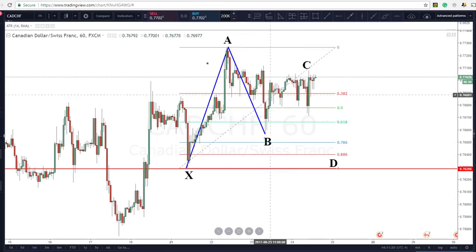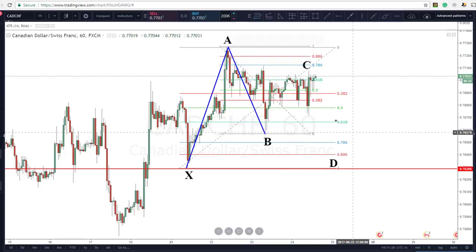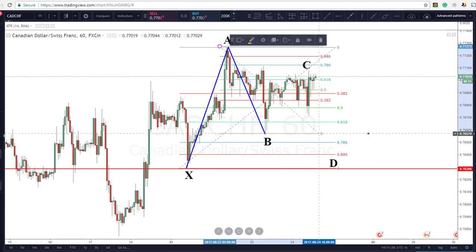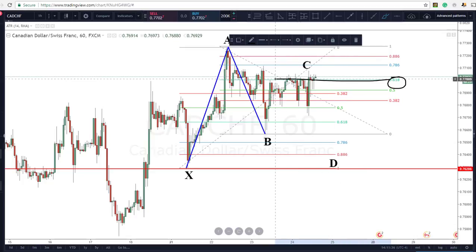The next thing we're going to look for is another retracement. What we do is take our Fibonacci retracement from A down to B, and we look for another 618. I'll just drag this over some so you can see that 618 retracement, which is this line here. And that's what we're looking for, C, our C point to this pattern.